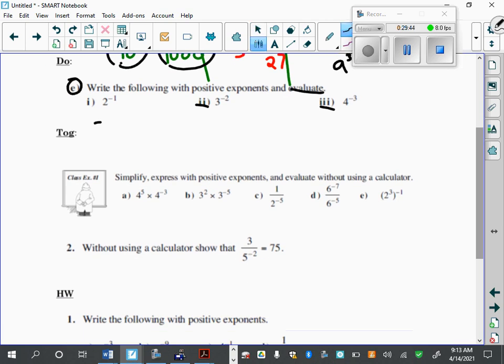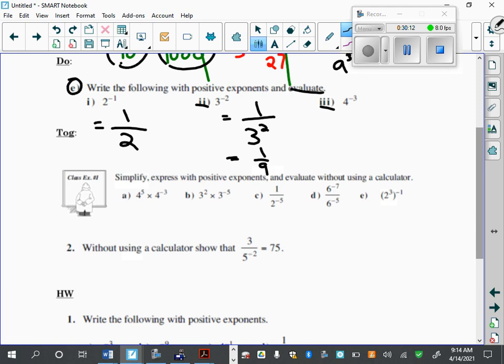Okay, so 2 to the negative 1 is 1 over 2 to the positive 1, which is 1 over 2. 3 to the negative 2 is not negative 6. It is not negative 9. If you're guessing, that's probably what you'll put, and you'll get 0. What do you do? First thing you see a negative exponent is 1 over the positive exponent. So 3 to the negative 2 is 1 over 3 to the positive 2, which is 1 over 9.